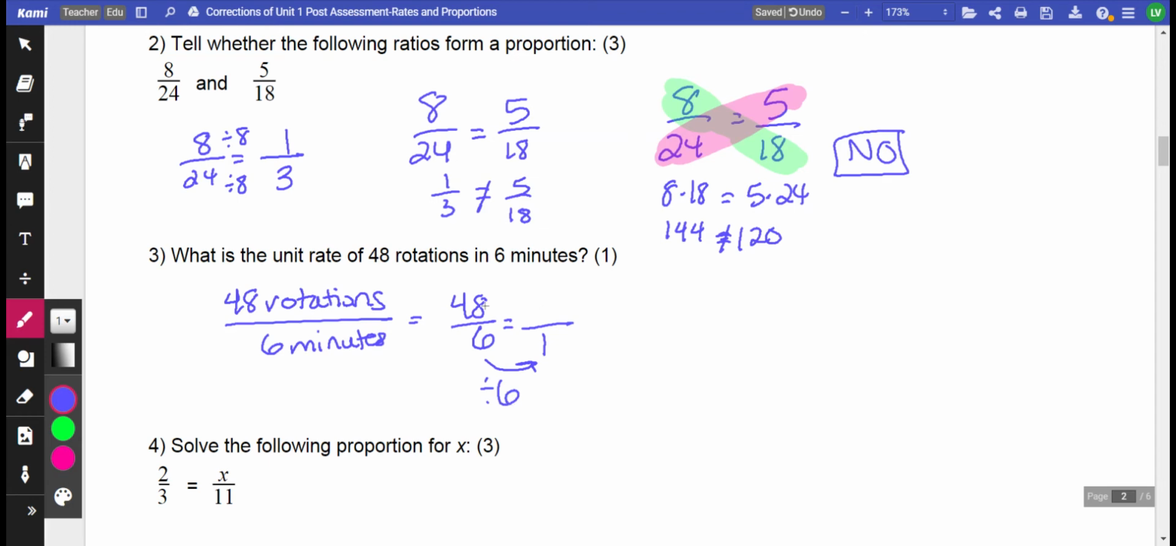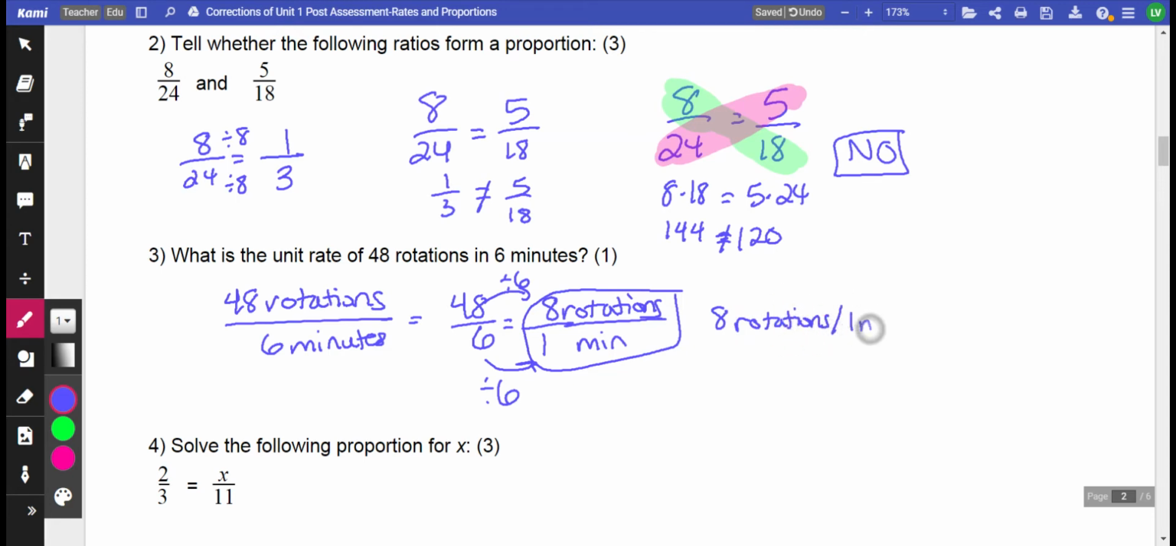And whatever I do to the denominator, I have to do to the numerator. So 48 divided by 6 gives me 8. So when I put my descriptors back in, that means it's 8 rotations per 1 minute. You could have your answer as a ratio, or you could have 8 rotations per 1 minute.